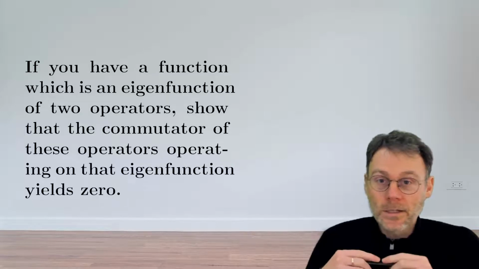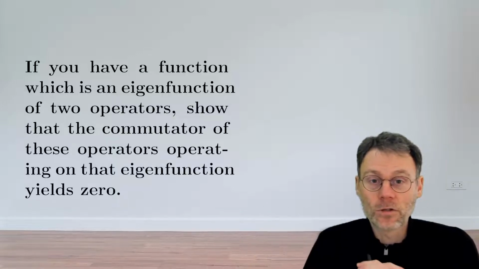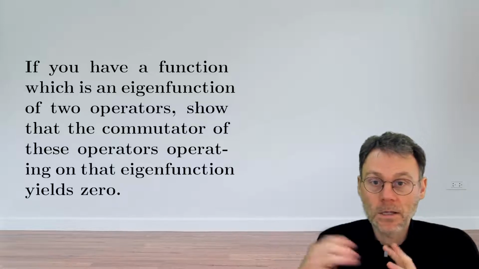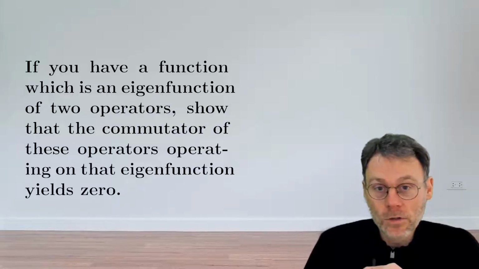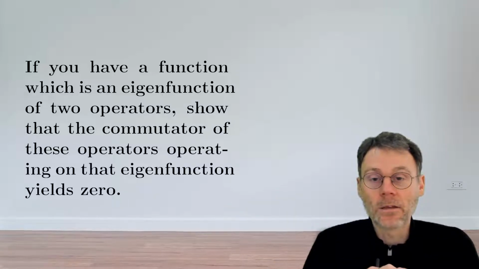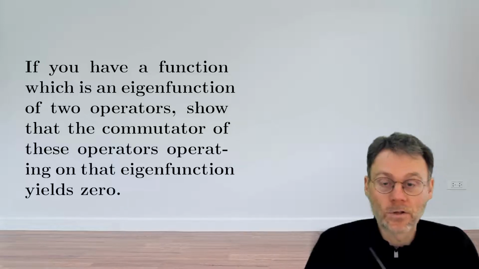A nice, relaxing, simple exercise this time. So say you have a function and that function turns out to be an eigenfunction of two different operators. Now in that case, can you show that if you let loose the commutator of these two operators on that eigenfunction, that the end result is 0? Pause the video and try and convince yourself of this fact.